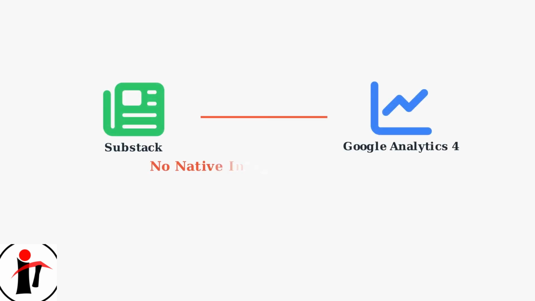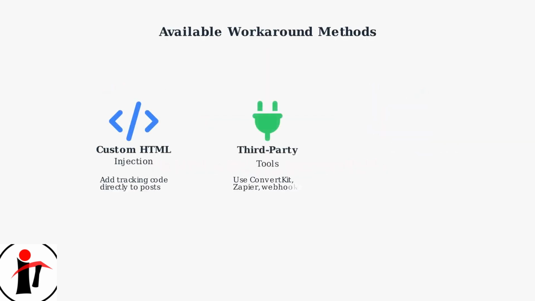Substack does not offer a direct native Google Analytics integration. This creates a challenge for content creators who want detailed analytics beyond what Substack provides natively. Content creators must use workaround methods to connect Substack with Google Analytics. These include custom HTML injection, third-party integration tools, or manual tracking implementations using UTM parameters.